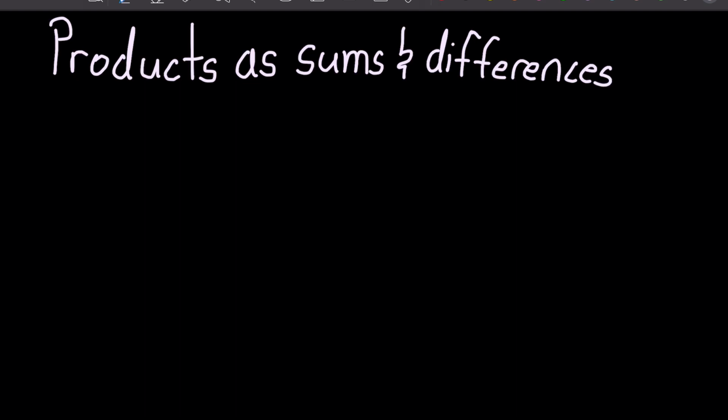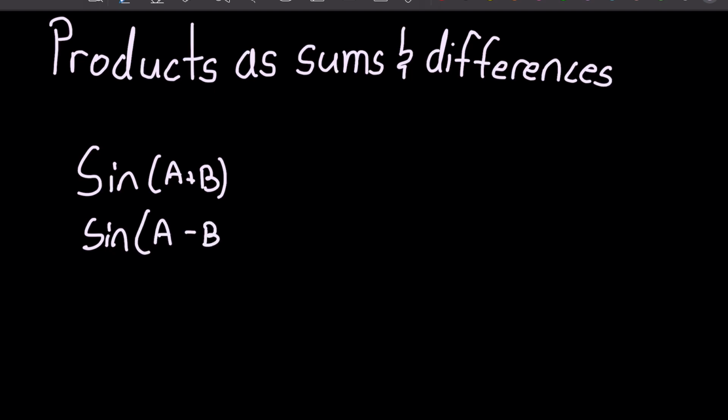It means that we can convert something like sine a plus b and sine a minus b. We can put those together, add them together or subtract them to get something else, and that's exactly what these identities are. So why would we use these? Well, we use these identities when we want to solve a trigonometric equation or simplify a trigonometric expression.